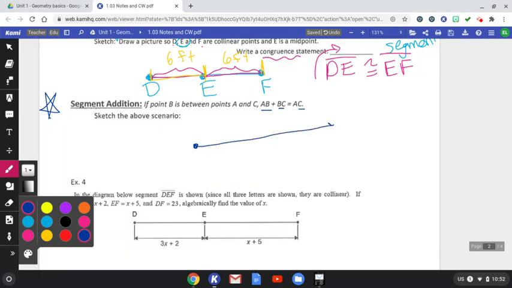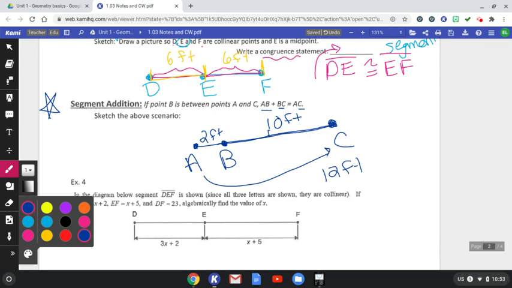So if point B is between points A and C, so we have A, B, and C. Now B sometimes might be the middle, okay, about here. You can see that little dash, but it doesn't necessarily have to be. But if person A and person B are only 2 feet away from each other, and person B all the way down to person C is 10 feet away, then person A to person C would be 12 feet apart. Okay, so here you're going to add the two little parts up to equal the whole.